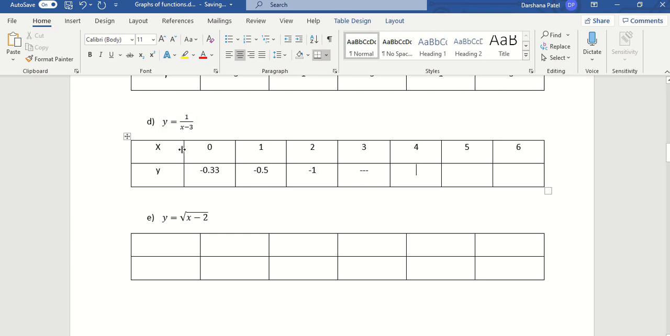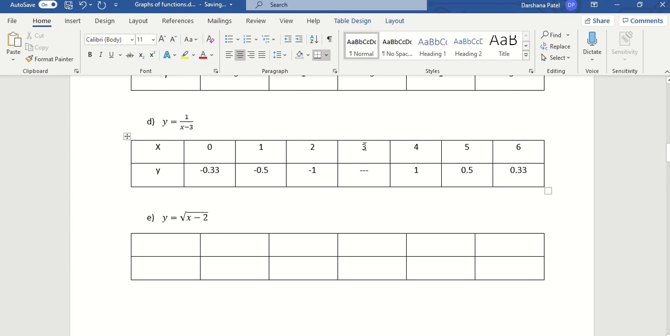If I put 4 in there, 1 divided by 4 minus 3, which will be 1 divided by 1, which will be 1. 5 there will give me 2, 1 divided by 2 is half. And 6 there will be a third, which will be 0.33.